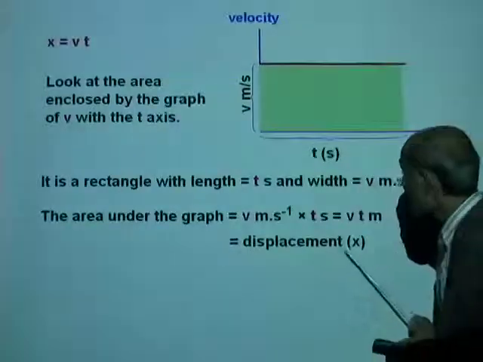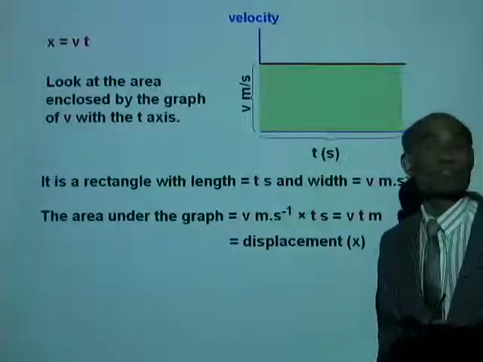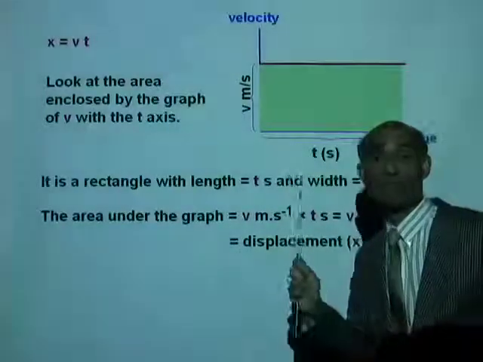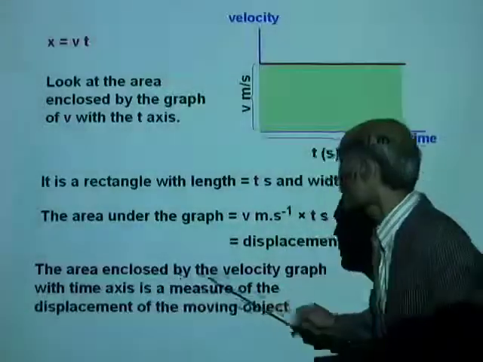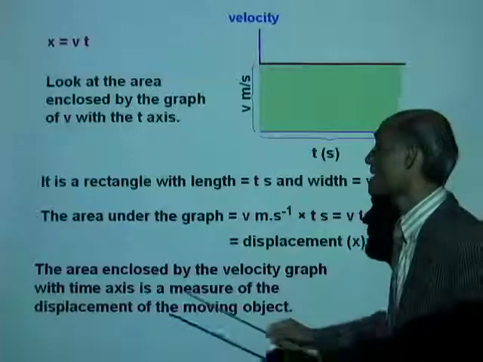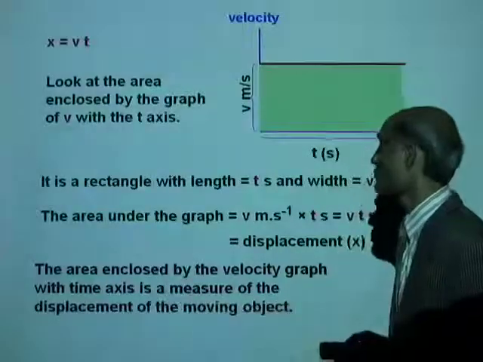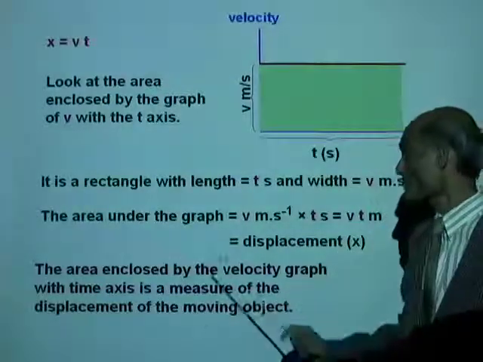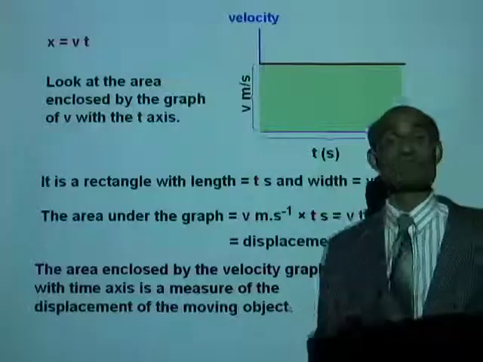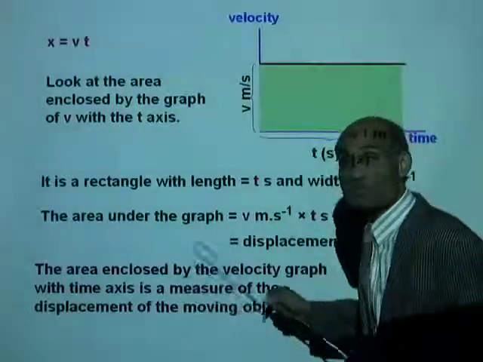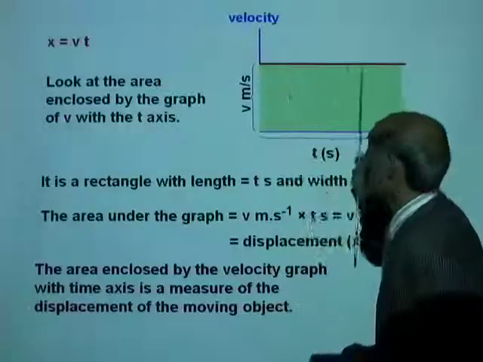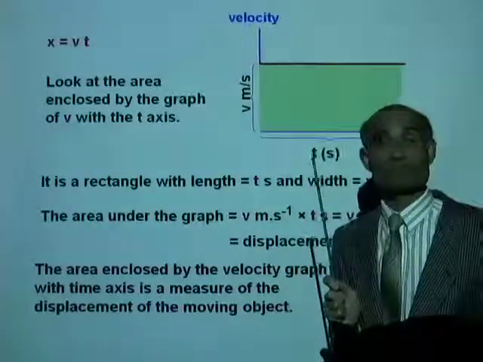So this is a measure of the displacement x. Now, this is very important for us. The area enclosed by the velocity graph with the time axis is a measure of the displacement of the moving object. Now tell me, is this true only if the velocity remains a constant?